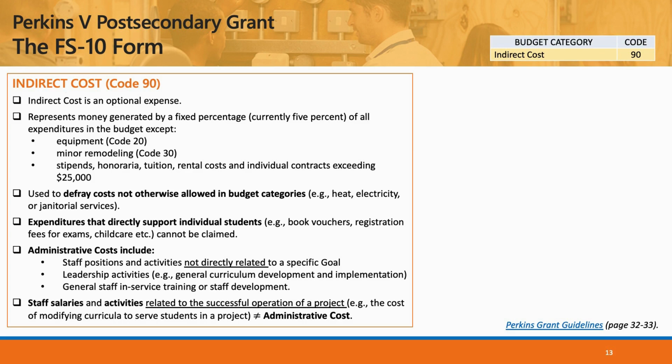If indirect costs are included, keep in mind that indirect costs are a fixed percentage, currently 5%, used to defray costs not otherwise allowed in the budget categories. Examples include janitorial services, heat or electricity. Indirect costs include administrative costs to support staff positions and activities not directly related to a specific goal. Leadership activities, for example, general curriculum development, general staff in-service or training.